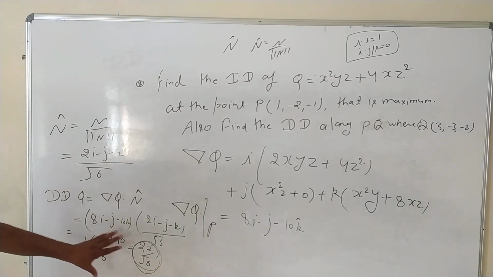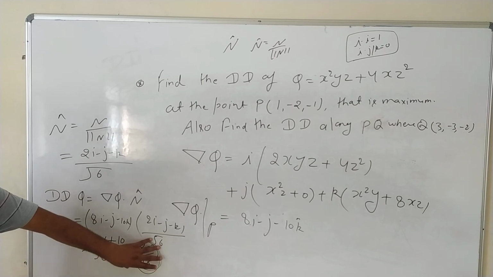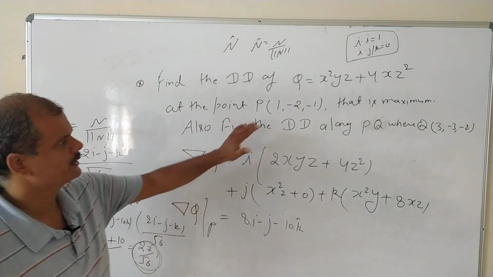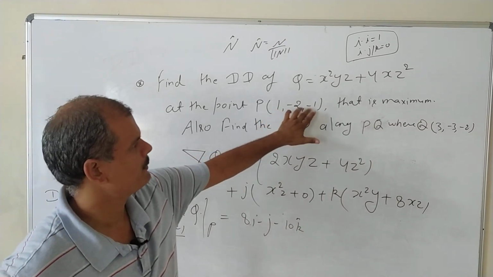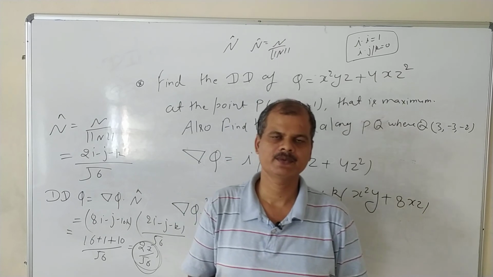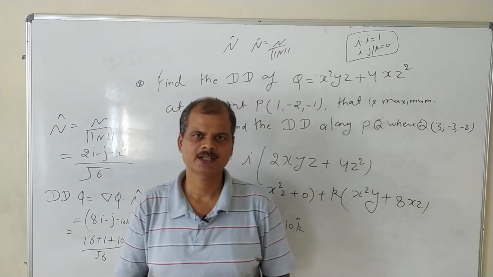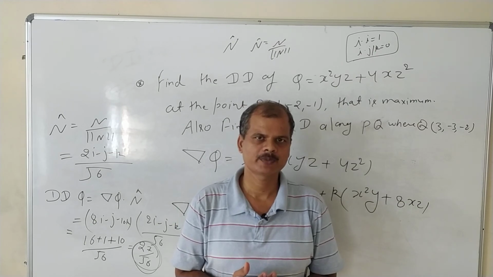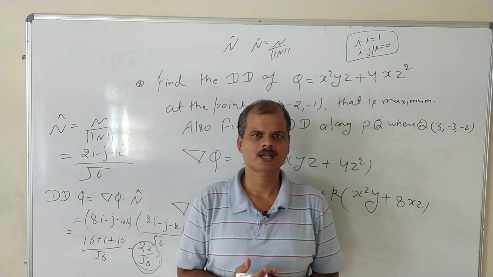Fine. So this was the directional derivative in the direction of PQ at the point (1, -2, -1), at P. So it's very simple. We first find the gradient at that particular point, and take the dot product with the unit vector of the given direction.